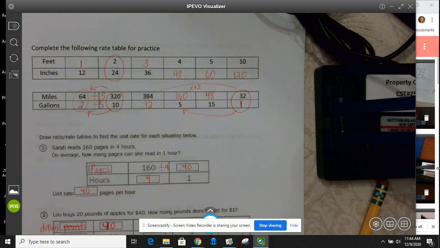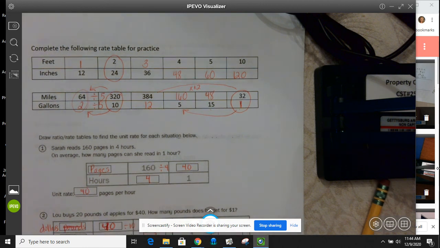And then how do I get my other answers? What do I do to get this answer? 40 divided by 10 gives me 4, so I have to divide this by 10. Divide by 10, divide by 10 gives me an answer of 2. So I know my ratio is 2 to 1. If 1 pound was $2, then a half a pound would be $1. So you'd have to divide that. It would equal 1/2 here because it's only $1. So how many pounds can I get for $1 will be 0.5, half a pound for $1.